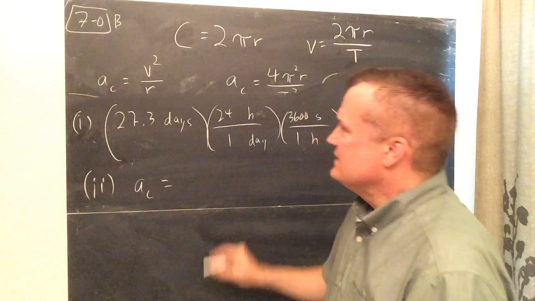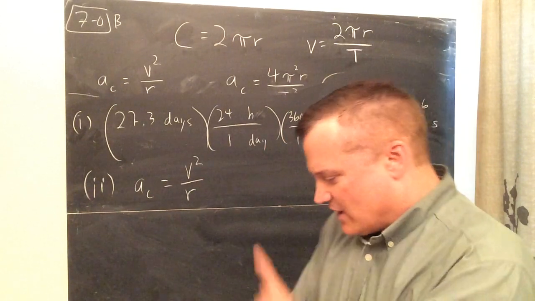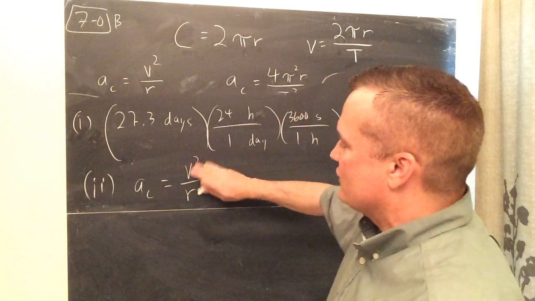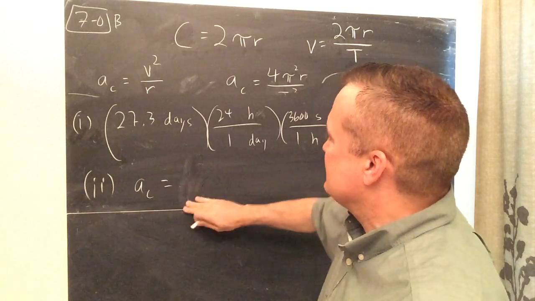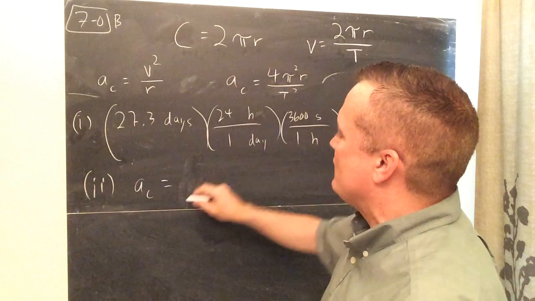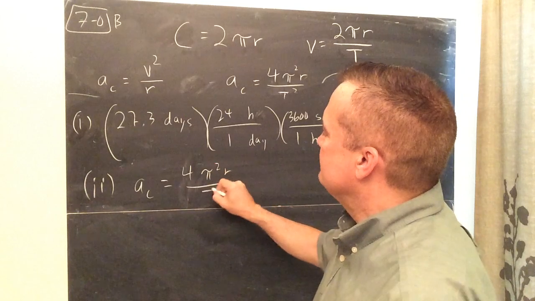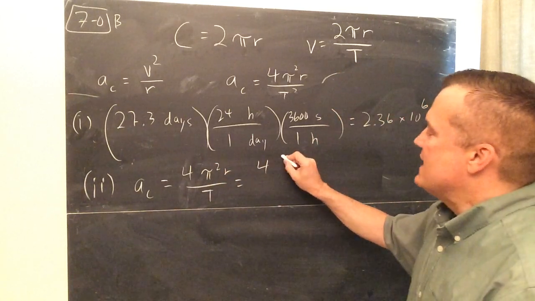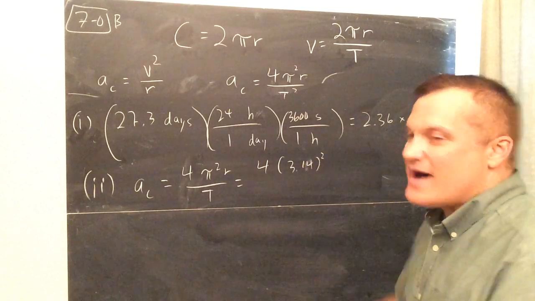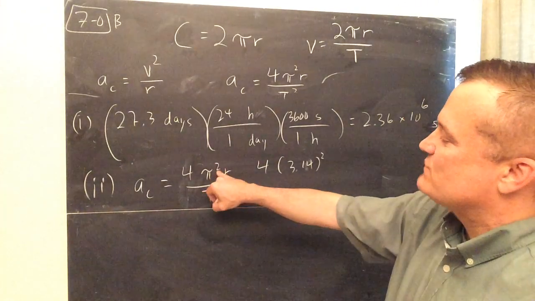Centripetal acceleration is v squared over r. Now, I don't have the velocity on this one, so I would want to use the other equation. You could try to find the velocity, but I'll just go to that equation. It's 4 pi squared r over the period squared. Now, don't forget pi has to be squared. I know because you always hear pi r squared, pi r squared. You hear that so much. Make sure you remember in this equation it's pi squared r.